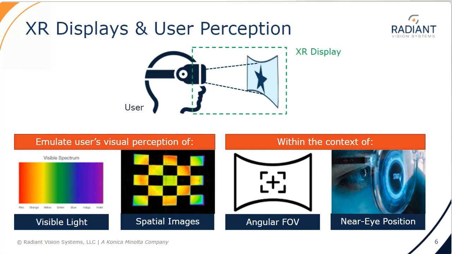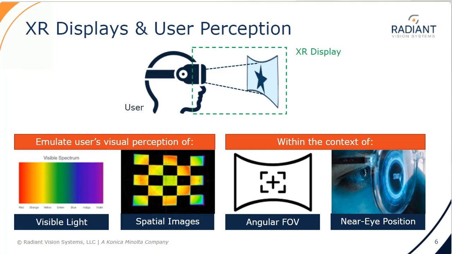Visible light is the medium by which every display is perceived. The quality of an XR display is dependent on the user's perception of the light relayed to the retina from the display and the optical elements in the device. Evaluation of light and user perception are key elements to address in our testing.